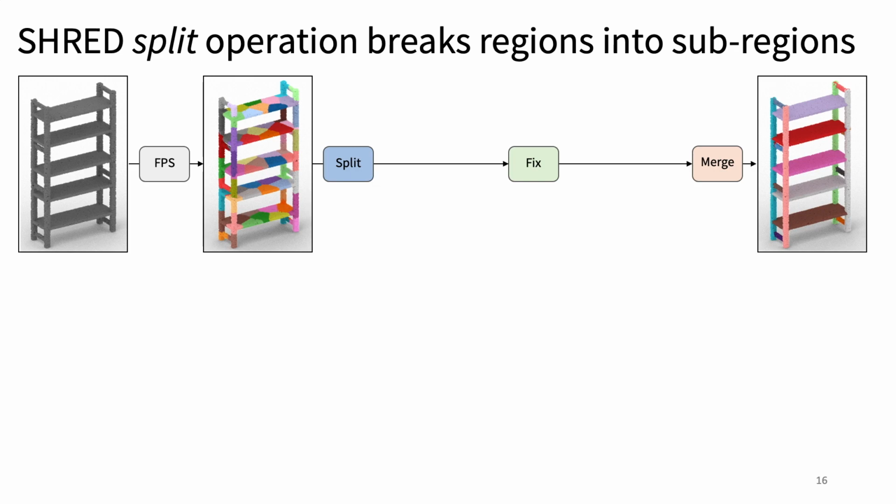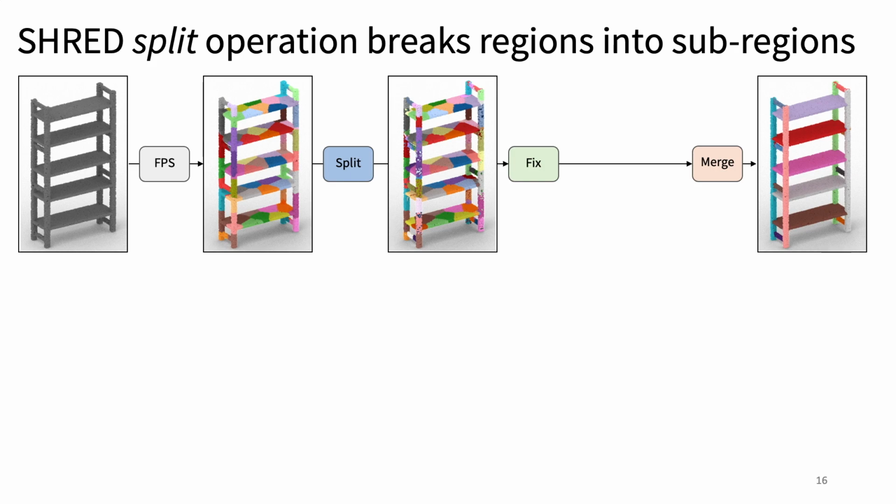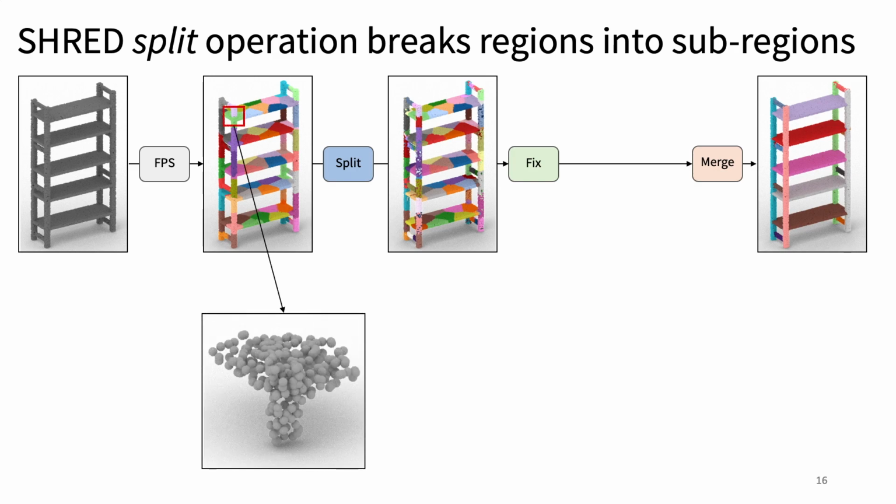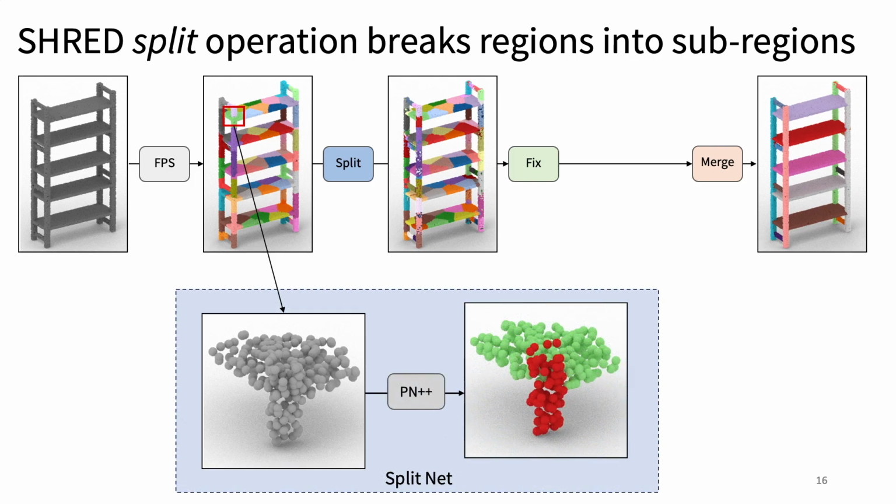The split operation breaks regions into subregions. It consumes the regions output from the FPS stage, where each region might be an undersegmentation with respect to the ground truth parts. To remove this undersegmentation, the split operation uses a split network that we model with a PointNet++. The split network consumes points from a single region as input, as shown in gray on the left, and then makes an instance segmentation prediction for each input point, shown with the different colors on the right. In this example, the split network identifies that the input point cloud should be divided into 2 subregions, one for the vertical pole in red and one for the horizontal plane in green.